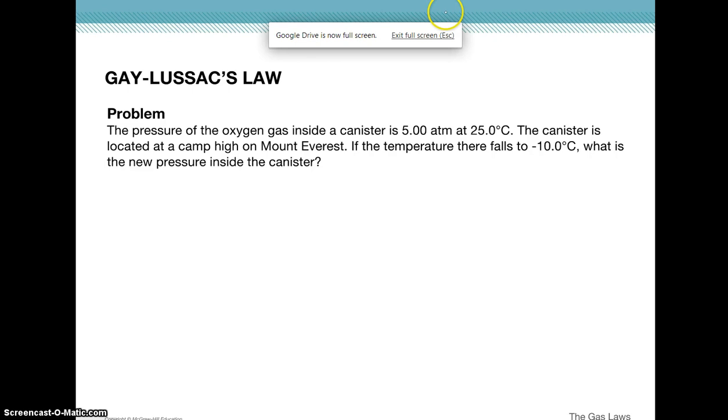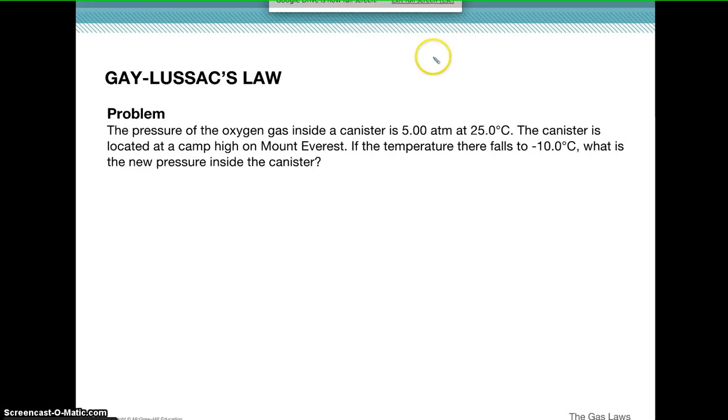It says the pressure of the oxygen gas inside a canister is 5 atmospheres at 25 degrees Celsius. The canister is located at a camp high on Mount Everest. If the temperature there falls to -10 degrees Celsius, what is the new pressure inside the canister? Okay, let's list our variables. So we have our initial pressure. So P1 is 5 atmospheres.